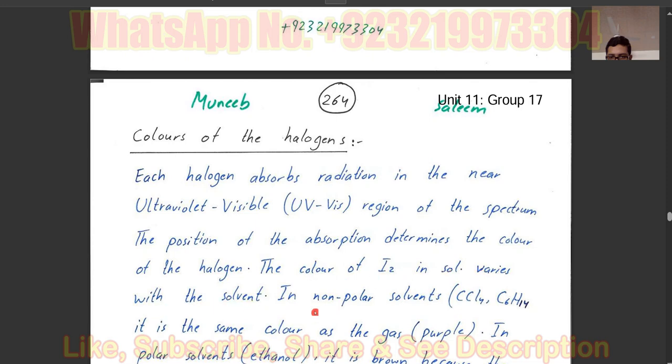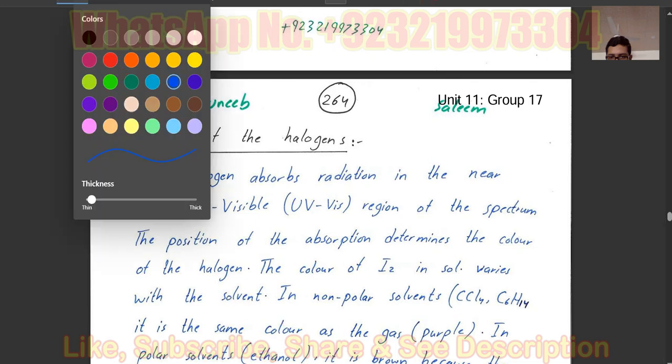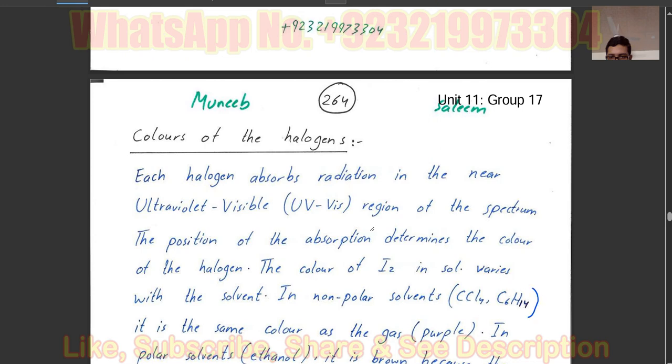varies with the solvent. In non-polar solvents like CCl4, C6H14, it is the same color as the gas. So the color of the gas is the same, which means it is the purple color in both cases when the solvent is non-polar. However, when the solvent is polar, for example ethanol, and you also know that water is also a polar compound, in that case, it should be the brown color of the iodine solution. The iodine will exhibit brown color when we use a polar solvent.